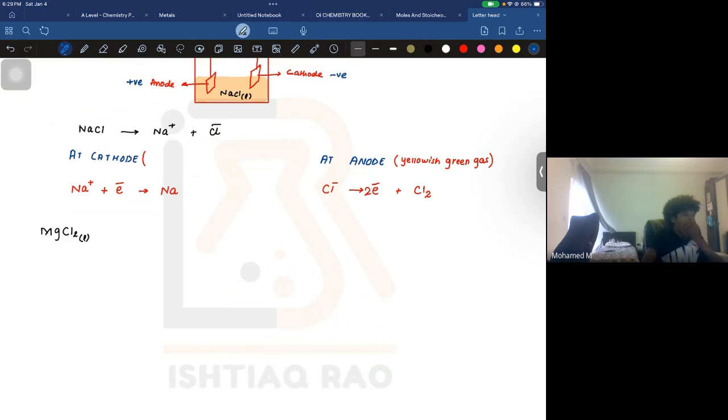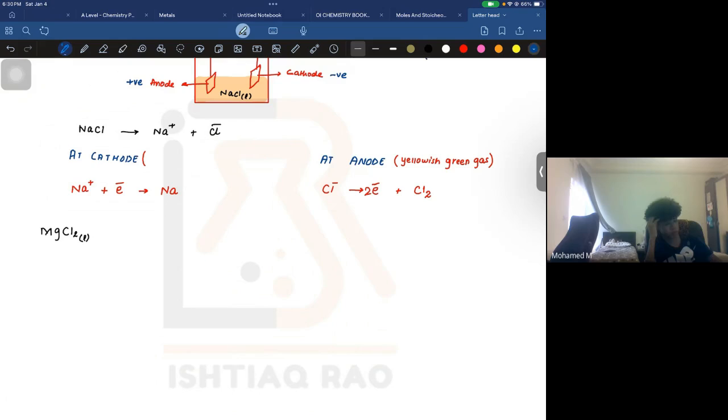two electrons, which are negatively charged, to form magnesium. And chlorine, wait, chlorine is diatomic, right? Chlorine is diatomic, yes. Okay, so chlorine would react with two negative electrons to form Cl2.